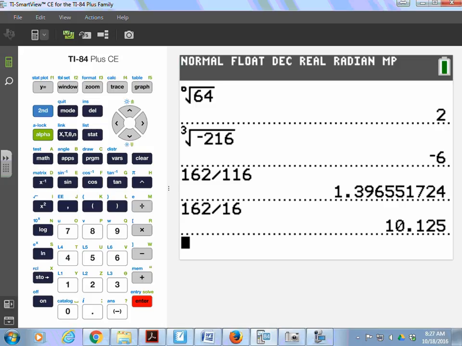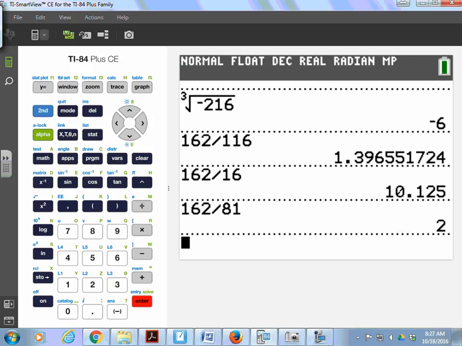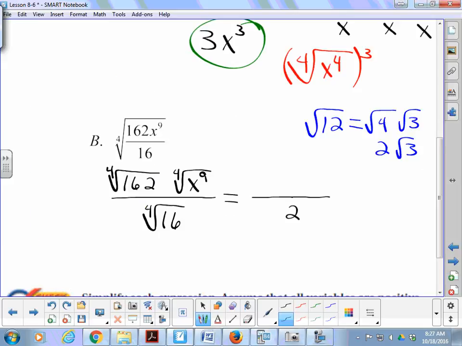The next number is 81, right? All right, so we'll try 81. 162 divided by 81. Wow, look at that. And we get 2. Oh, nice. Okay, so then I'm going to rewrite 162 as the 4th root of 81 times the 4th root of 2. All right, just like we would do it with the square root of 12. We'd say that's the square root of 4 times the square root of 3. Okay, x to the ninth power.